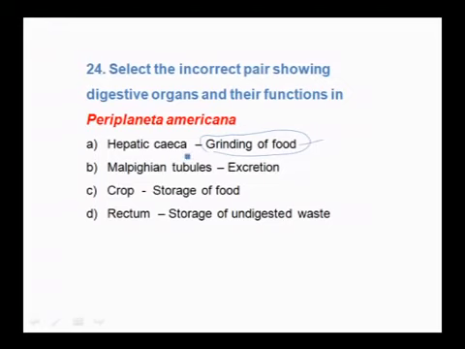Hepatic ceca helps in the release of digestive enzymes into the digestive tract, and hepatic ceca in cockroach is homologous with liver. Look at the second one. Malpighian tubule for excretion, this is correct. Crop for the storage of food, this is also correct. Rectum helps in the storage of undigested waste, this is also correct. We need to identify the incorrect match. The incorrect match is option A.